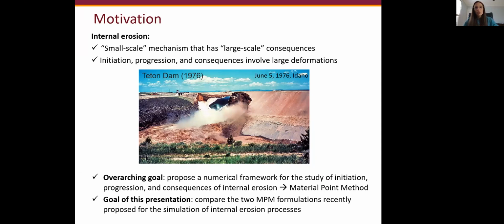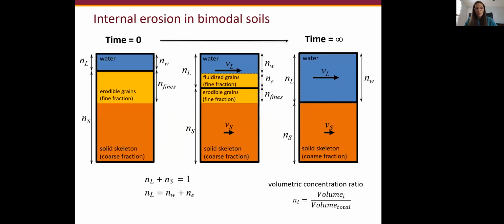So the overarching goal of this ongoing research is precisely this: to propose a numerical framework to study the overall initiation, progression, and consequences of internal erosion. And in particular, for this presentation, I will compare the two recent MPM formulations that have been proposed for the simulation of internal erosion processes.